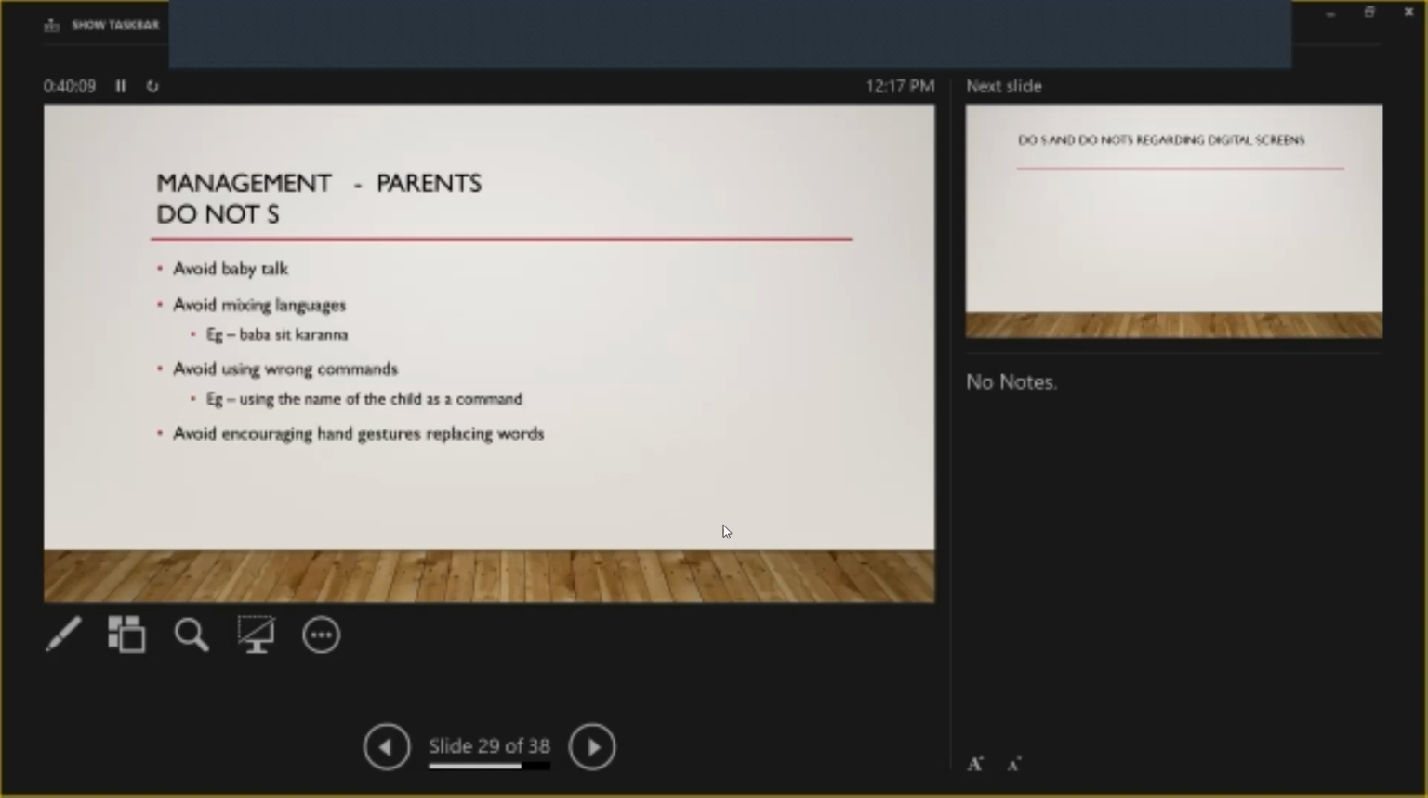And avoid using wrong commands. Very common thing. Right? When you are calling your child, you say puta. And when the child is doing something bad, what do they say? Epa or hemata? Hey, puta. Right? The child gets confused. Kata karanit puta, epa kiyanit puta. Right? So if a child is doing something wrong, use the word epa. Right? The correct word, the correct command. And don't encourage hand signals. If the child is using a lot of hand signals and you are also doing what the child wants, you are encouraging hand signals rather than improving his vocabulary. Okay?